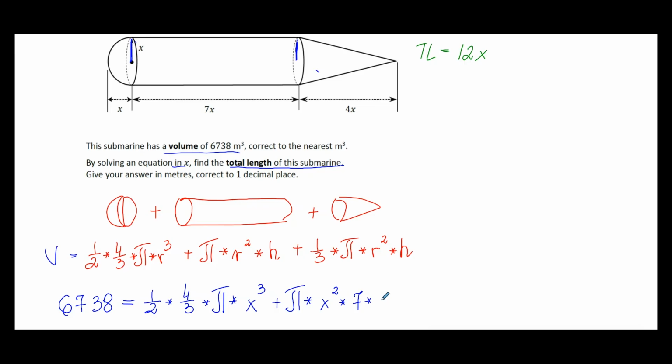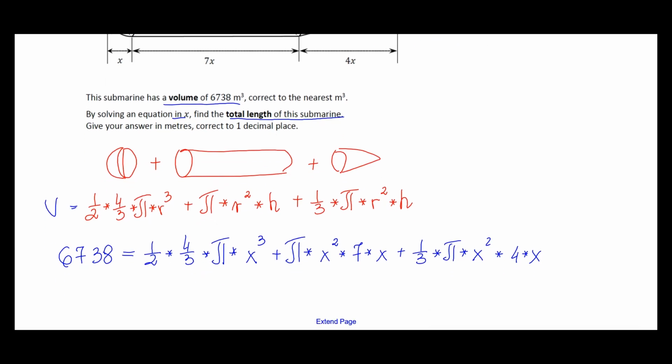So multiply by 7 and multiply by x, plus the next one, 1/3 multiplied by pi, multiplied again by the radius, which we know is x to the power of 2, and multiplied by the height of the cone, which we are told is 4x, meaning 4 multiplied by x. The reason I'm writing the multiply sign everywhere is so that you can see what multiplies with what. So pi multiplied by 7 is a number, then 1/3 pi, and 4 is a number. All of those are numbers.